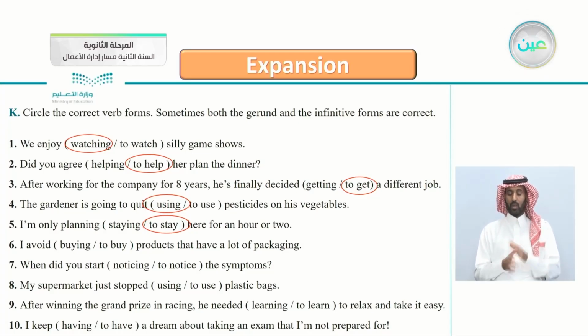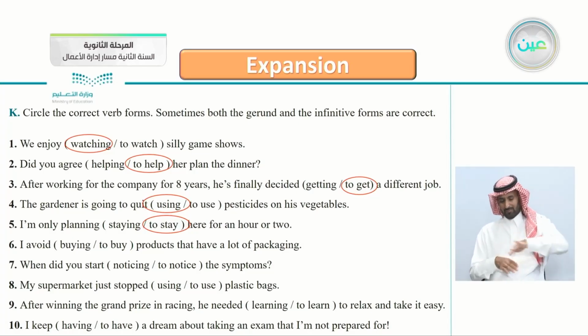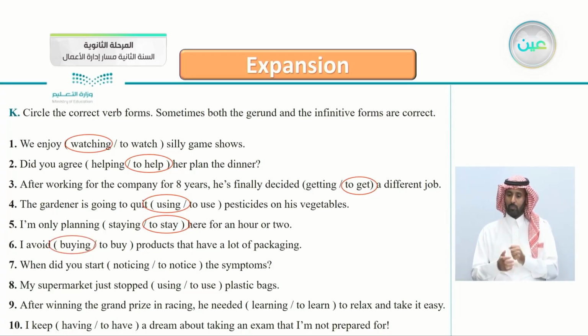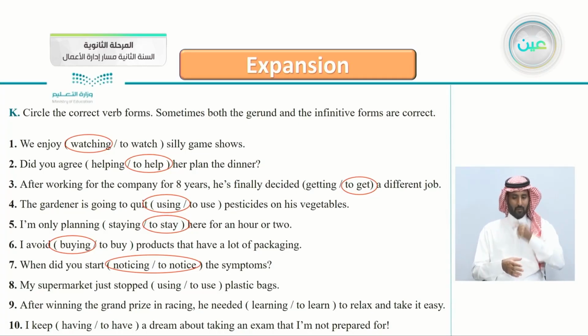Number 6, I avoid buying or to buy products that have a lot of packaging. I avoid, yes, buying. Avoid is one of the verbs that comes before the gerund. Number 7, when did you start to notice or noticing the symptoms? So here, yes, both are correct. You can use the infinitive form or the gerund form. My supermarket just stopped using or to use plastic bags. Notice the verb stopped. Yes, excellent. You use the gerund here.